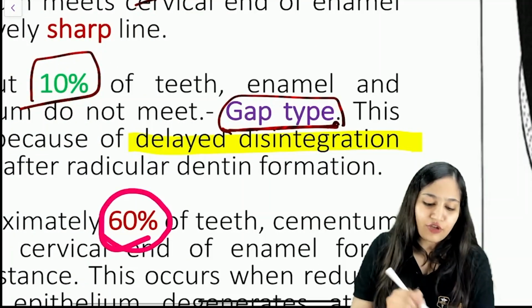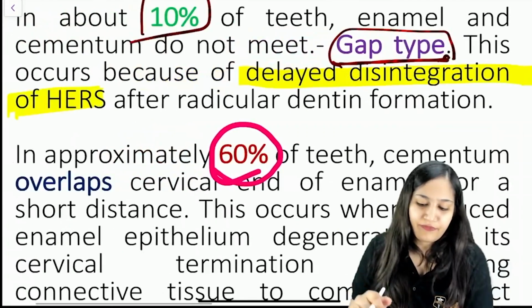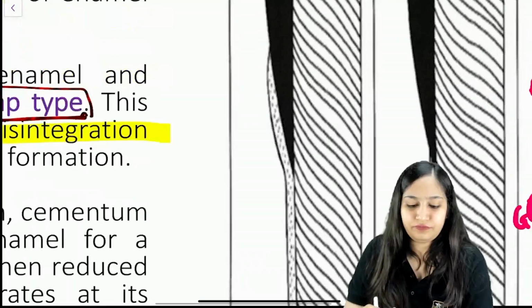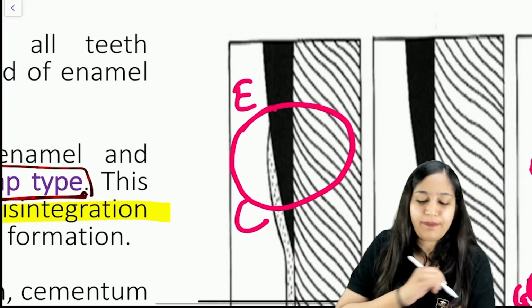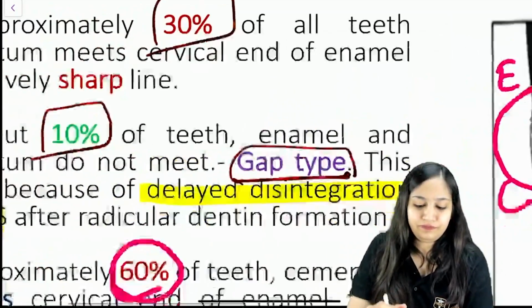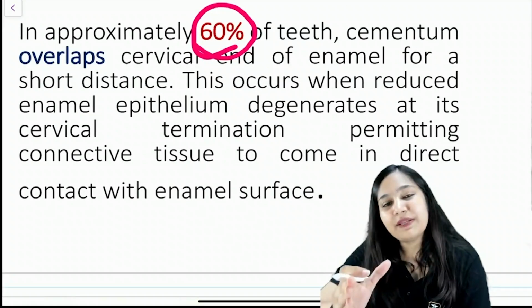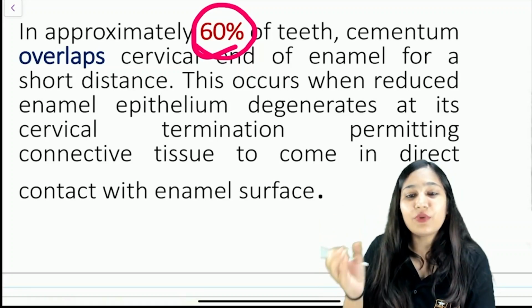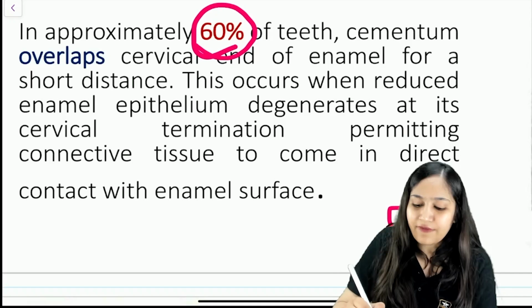And in 60% of the cases we have overlap junction. Cementum overlaps enamel. Here we can see enamel and cementum. Cementum is overlapping enamel. This happens when reduced enamel epithelium, that is covering the crown portion of the tooth, slightly degenerates at the cervical portions. It degenerates at the cervical portion.